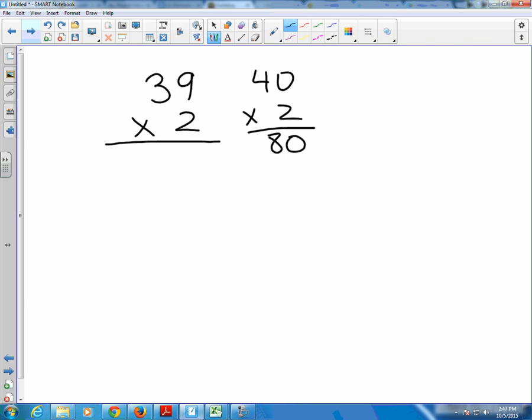I start with the ones. 2 times 9 is 18, but we don't write 18. We write the 8, and the 1 we're going to carry over. Remember, the regrouped ones go as 1 ten. Now we multiply the 2 times my tens, which is the 3. 2 times 3 is 6, but I have 1 that I carried over. I need to add it. 6 plus 1 is 7. So 7 is the number that I'm going to write down. You see, it's pretty close to the 80, so I can say that my answer is reasonable.